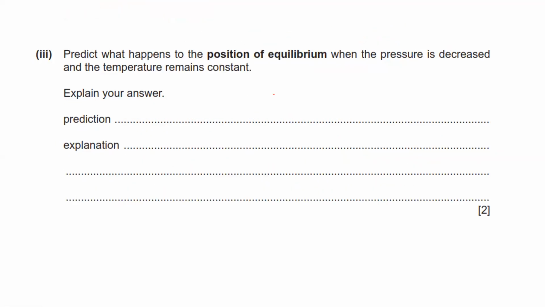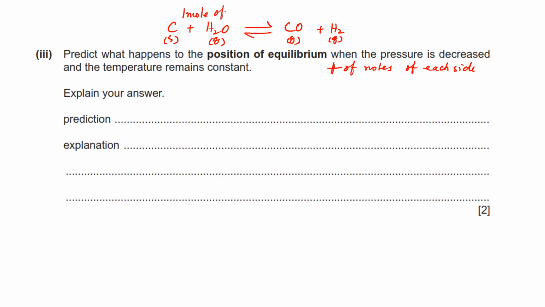So next question, it says predict what happens to the position when the pressure is decreased and the temperature remains constant. Again, C plus H2O forward backward CO plus H2. This is gas, this is gas, this is gas, and this is solid. So what will happen if the pressure is decreased? When we are talking about pressure, we basically see the number of moles on each side of the equation. So we have 1 mole of gas on this side, and 2 moles of gas here.